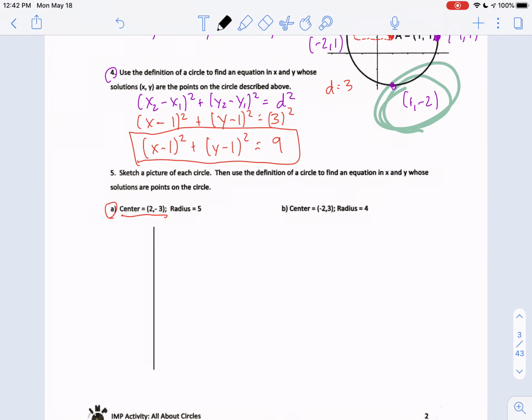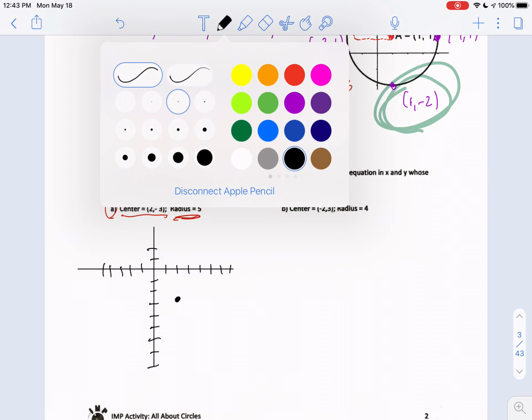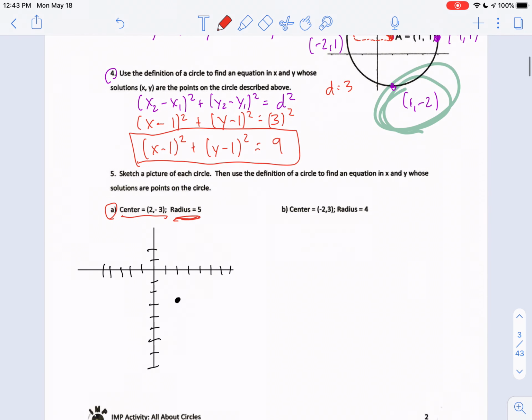The center is 2, -3. Boom, this is the center. Okay, so I have my center here. And the radius is what? The radius is 5. So let's just count this for now. So let me just make everything here. 1, 2, 3, 4, 5. 1, 2, 3, 4, 5. Should have probably gave you guys the graph next year, huh? Okay, so the radius is 5.